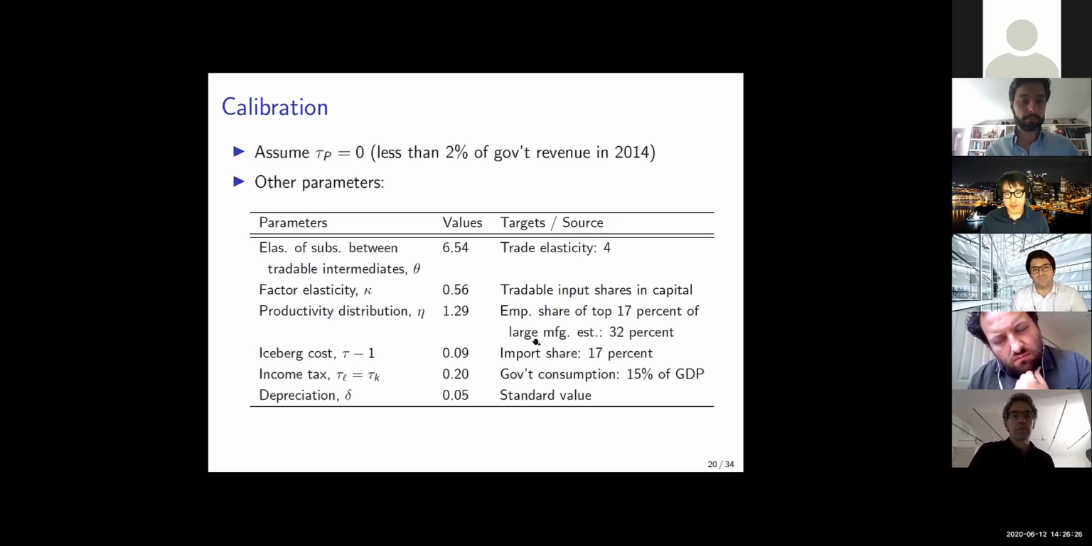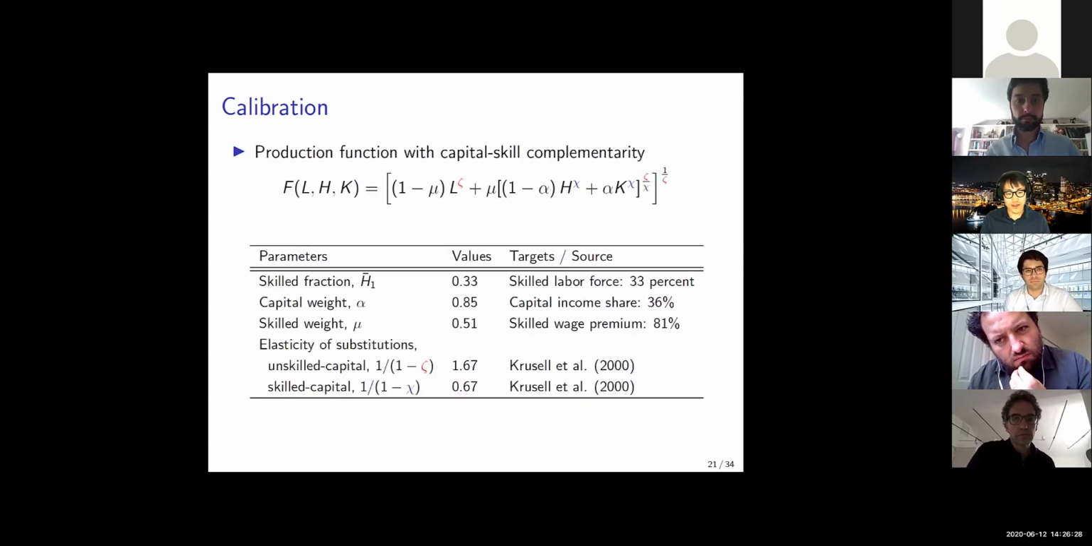So in the interest of time, I'll just skip over these other ones. Okay, so here is the capital skill complementarity, and this is similar in spirit to the functional forms used in Stokey, as well as Krusell, Ohanian, Ríos-Rull, Violante, as well as in Fernando Parro's paper. There's slight variance, but the basic idea here is that this nested CES function allows for different elasticity of substitution between capital and skilled labor, which is governed by chi, and capital and unskilled labor, which is governed by zeta.